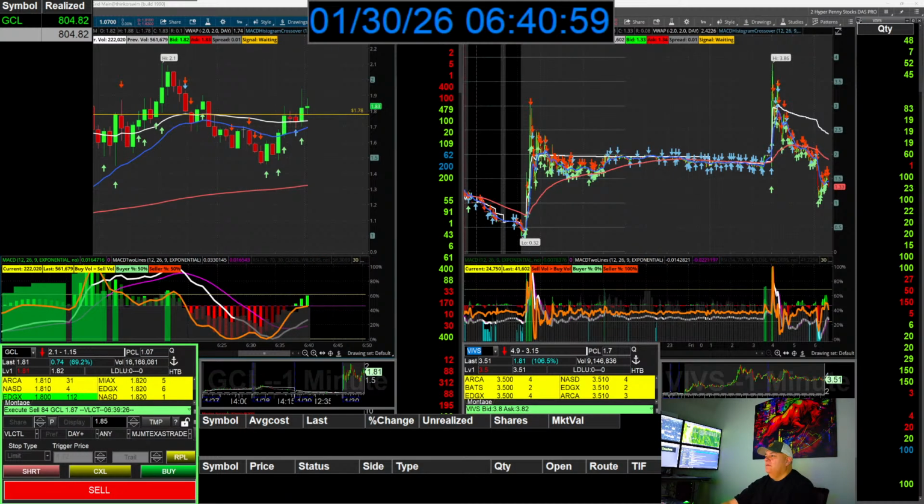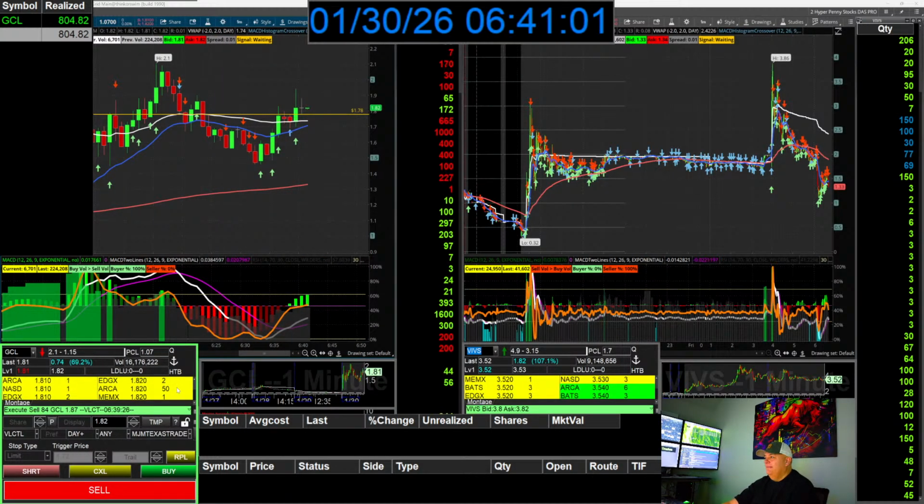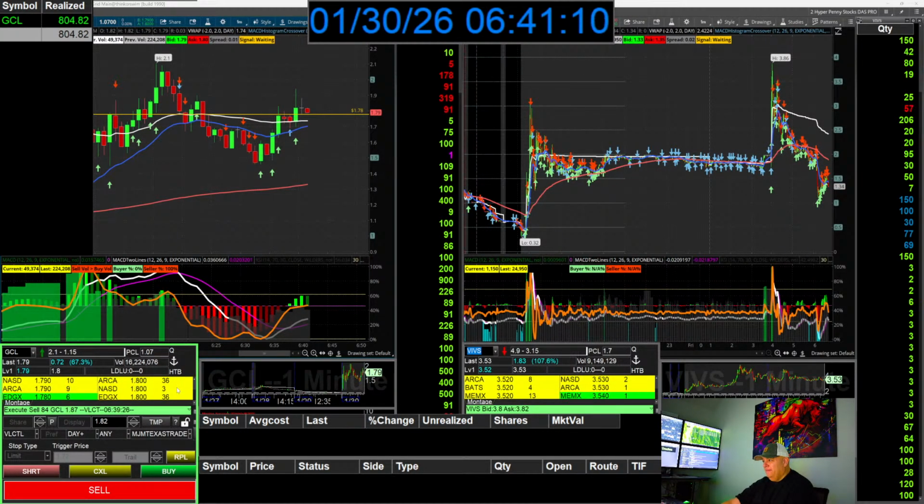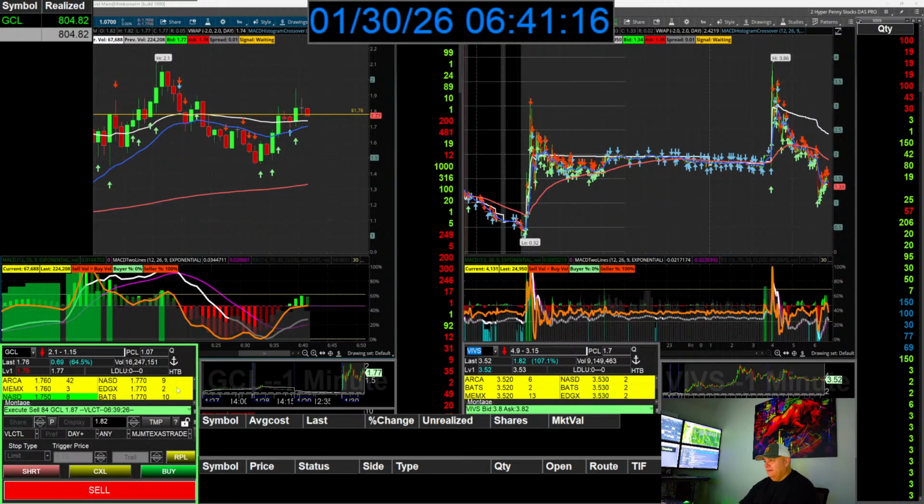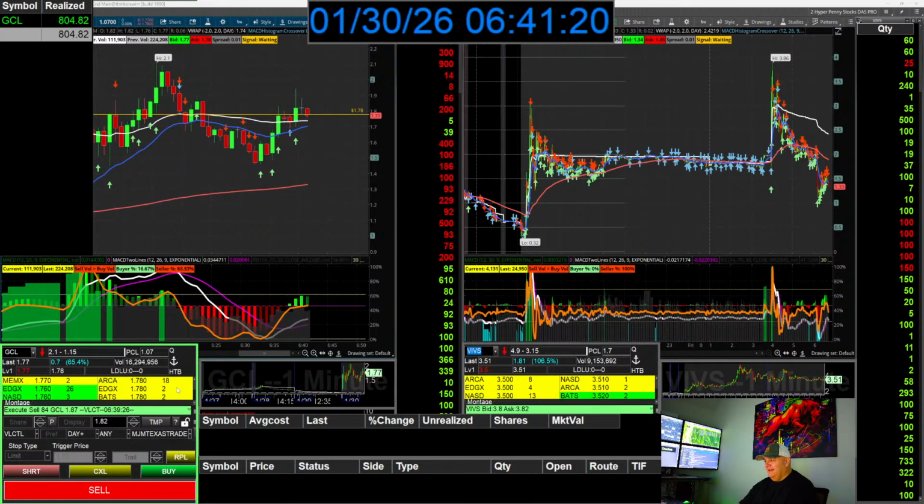Is this thing still strong enough? Let's see. Is it still strong enough? Let's see. If it dips back down to the VWAP, I might get in. Let's see. Feel the strength? Can you feel the strength? I don't know. Might not be.